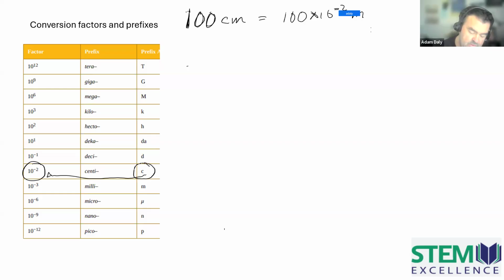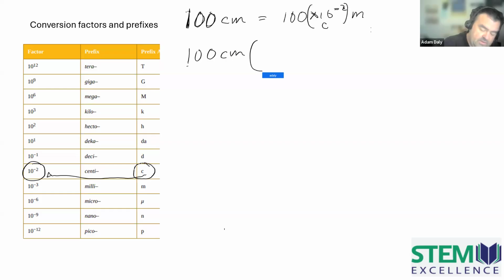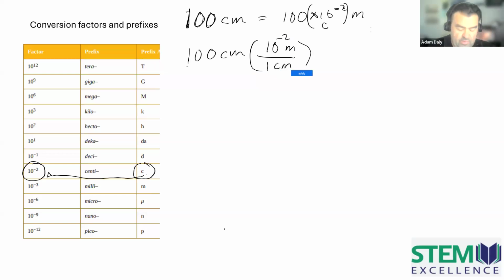Times 10 to the minus 2. So this portion, the times 10 to the minus 2, is just replacing C. Now, of course, we could do the entire conversion factor. It says for every 1 meter, well, there's 10 to the minus 2 meters for every 1 centimeter, right? That's how we would read the factor. And we would get 100 times 10 to the minus 2 meters.